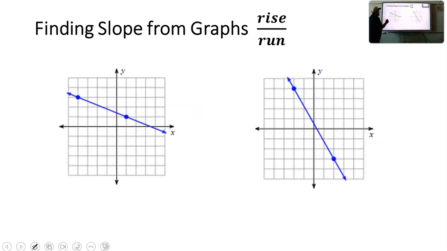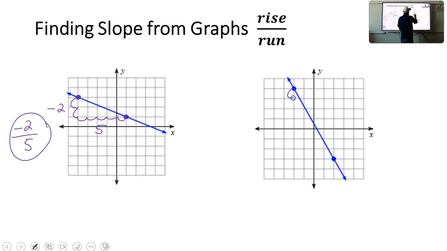Let's look at this one. So I'm going from this point to this point. This time my rise is actually going down. So I'm going down 1, 2, which means I make that a negative number. Down 2 is -2. And I'm going to the right 1, 2, 3, 4, 5. I went to the right 5. So my rise was -2 and my run was 5. So I have a slope of negative 2/5.